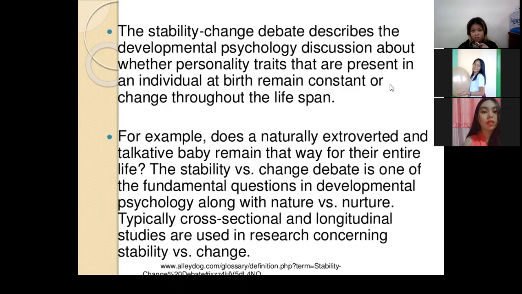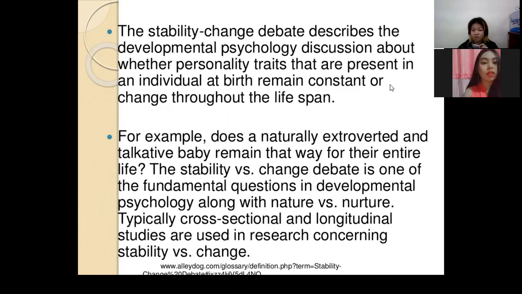It depends upon the situation, because if a child is naturally extroverted, there are high chances that it will be retained until the child grows up, or there are also instances where it will be eradicated or removed, depending on the situation that the child is exposed to. The stability versus change debate is one of the fundamental questions in developmental psychology, along with nature versus nurture. If a child is innately extroverted because the parents are also extroverted, social people, that could be the nature aspect, but will it be retained until the child grows up? Depende na yan sa nurture aspect.